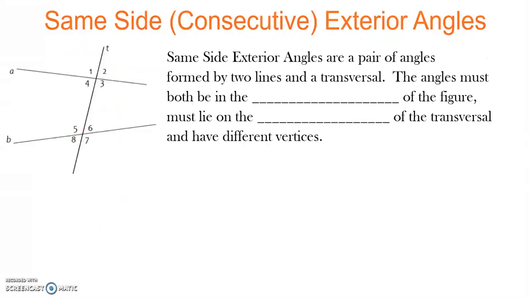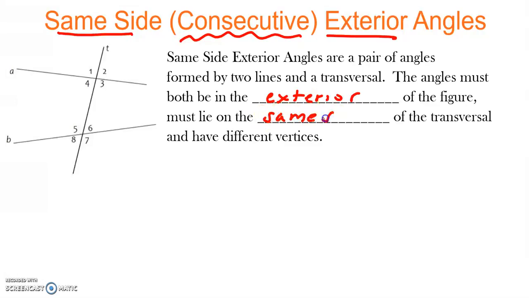However, the last set is same side exterior angles, or again, as the book calls it, consecutive exterior angles. Same side exterior angles, again, are formed by two lines and a transversal. The angles both must be on the exterior of the figure and must lie on the same side of the transversal and have different vertices.